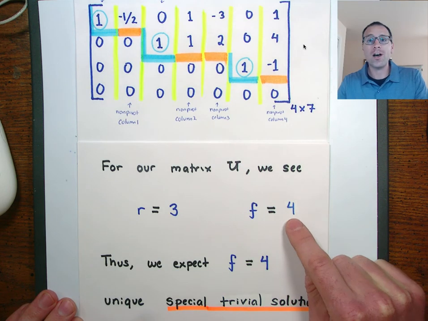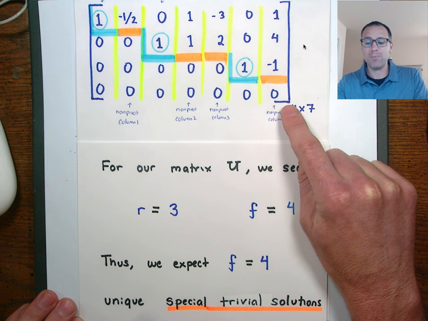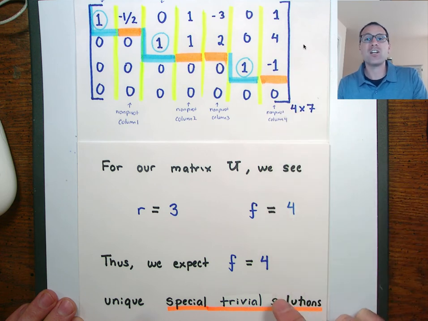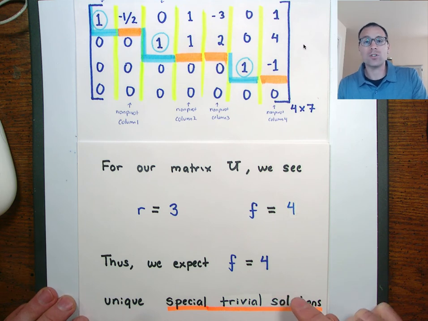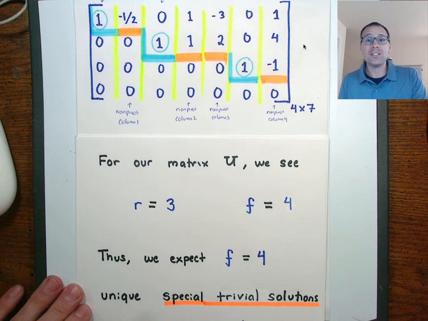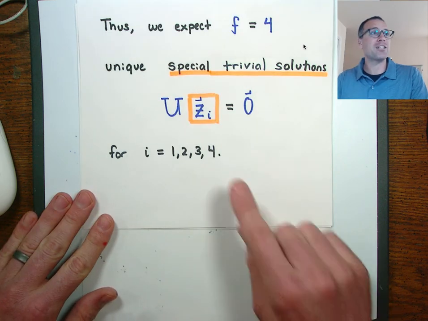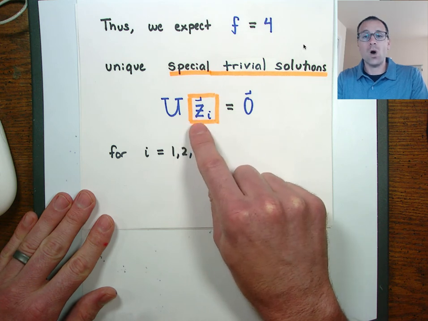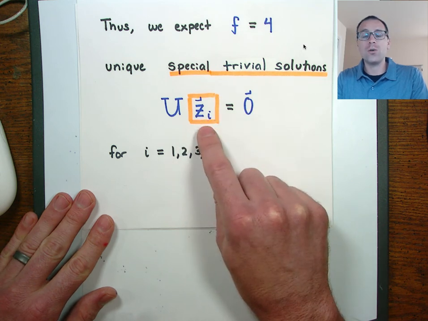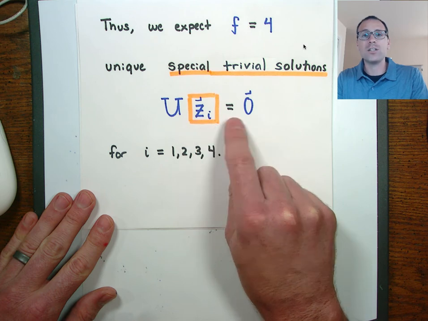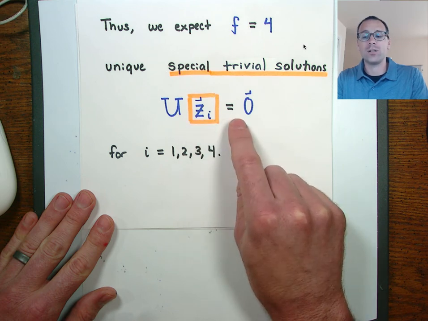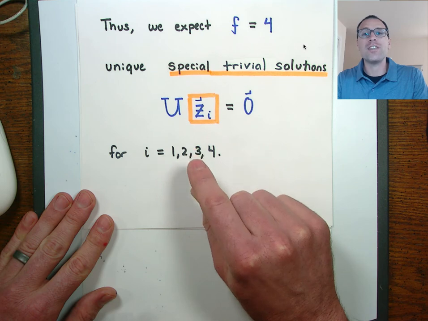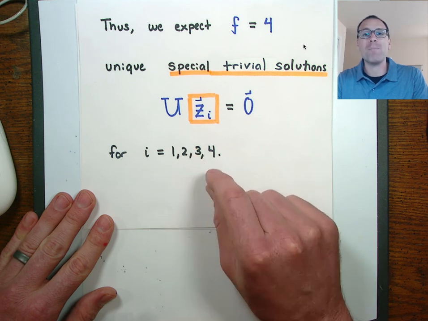Because we have 4 non-pivot columns for the matrix in this example, we expect 4 unique, separate, special trivial solutions to the homogeneous linear systems problem involving the matrix U. Another way to say this is we expect 4 separate z values: u times z1 equals 0, u times z2 equals 0, u times z3 equals 0, and u times z4 equals 0, each of which is associated with information encoded in the non-pivot columns.